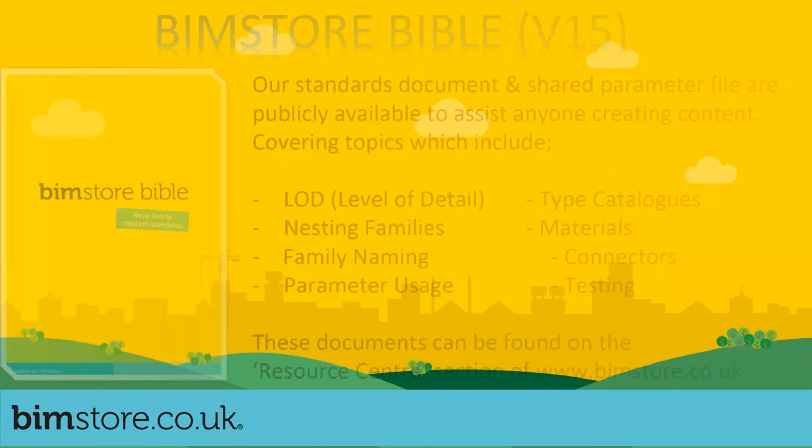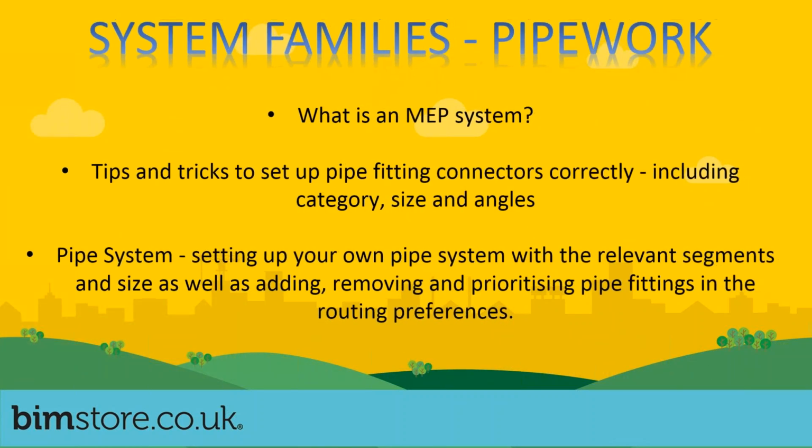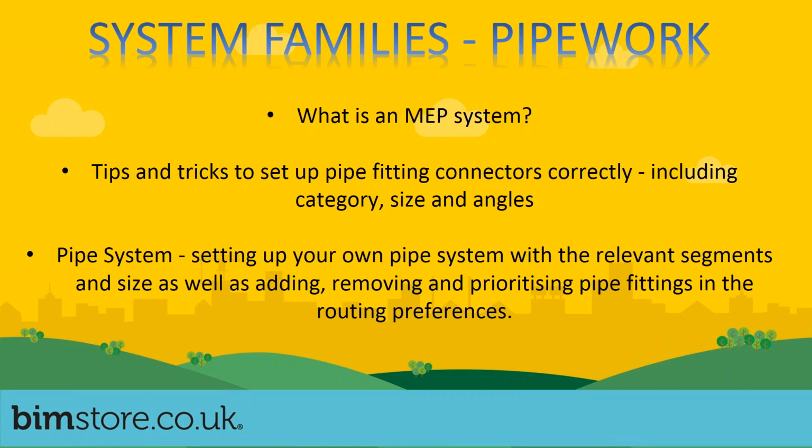So, on to system families. This here is a bit of a breakdown of what we're going to cover today. So, an MEP system, how to set up your pipe fittings correctly so that your connectors are there, your categories are there, that kind of thing. And then how to create our own pipe system, create our own segments and sizes, adding and removing and prioritizing pipe fittings within a routing preference, which again we're going to set up during this webinar.